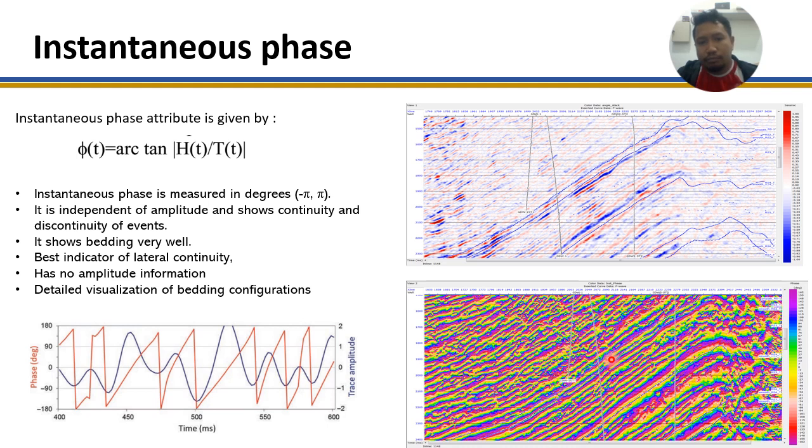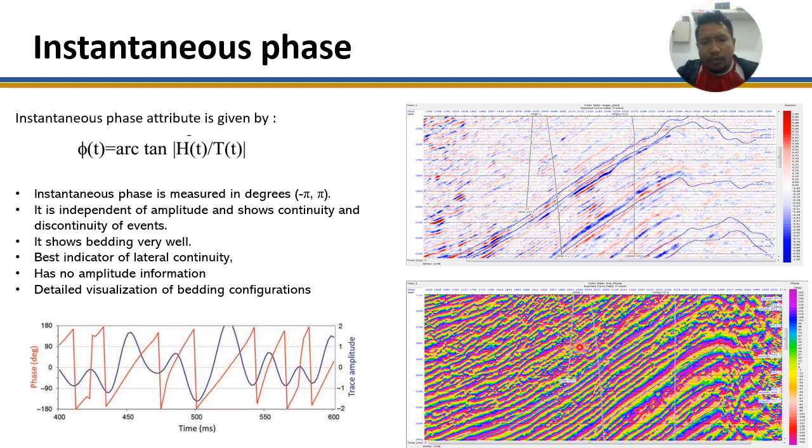So the continuity is actually improved on these sides and also these sides, but the real reflector is actually embedded. So we cannot see which one is the real reflector, because every trace actually has the same continuity.